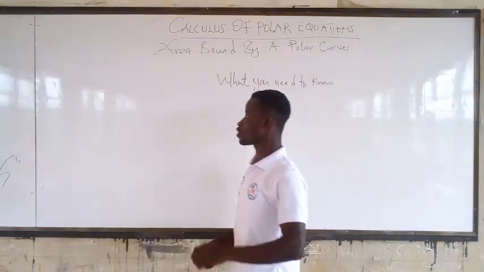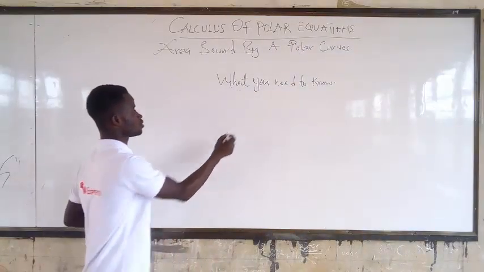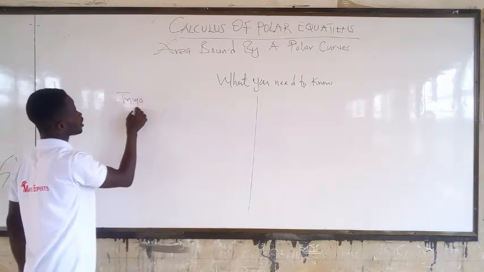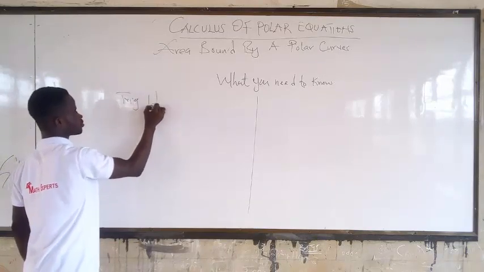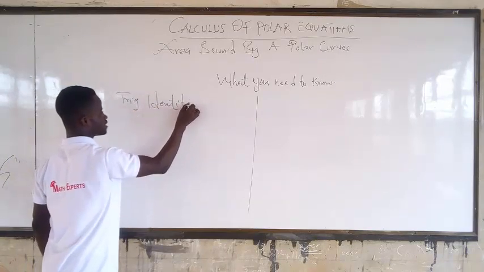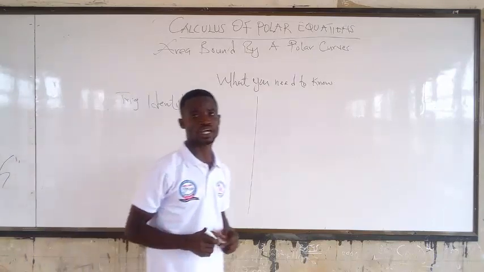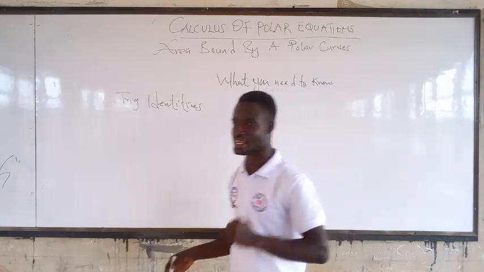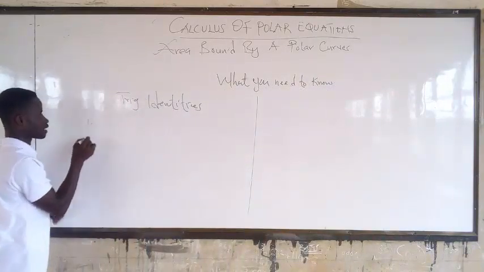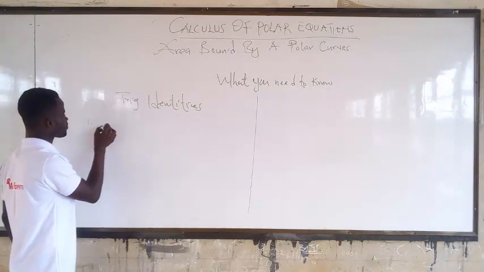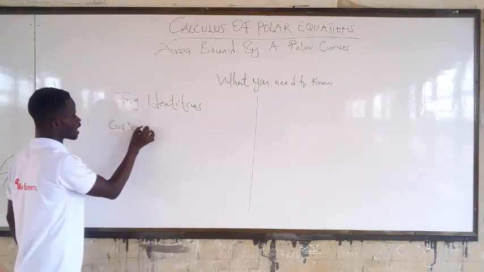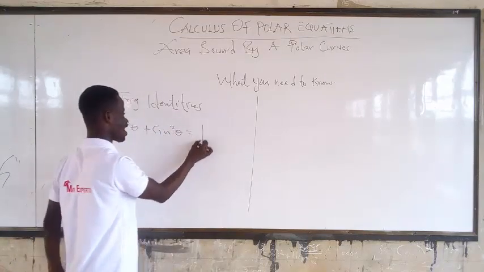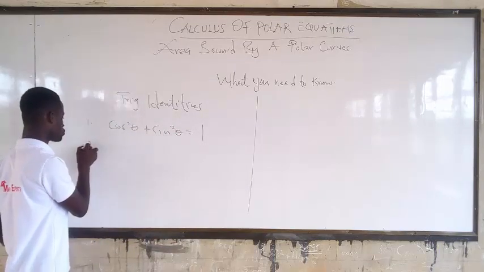Alright, so what you need to know. First of all, let me talk about trig identities. In fact, your trig identities should be good. You'll be meeting some trig identities like 1. Cos squared theta plus sine squared theta is equal to what? 1. Don't forget it.